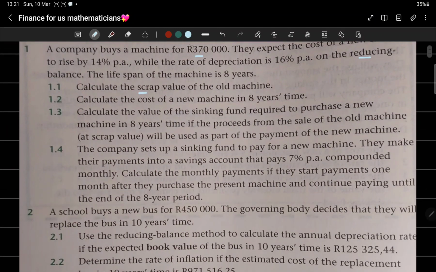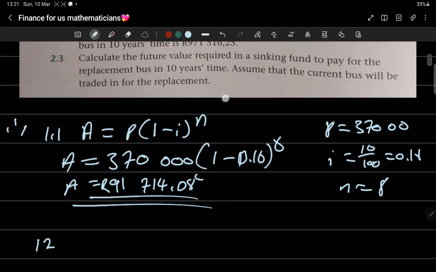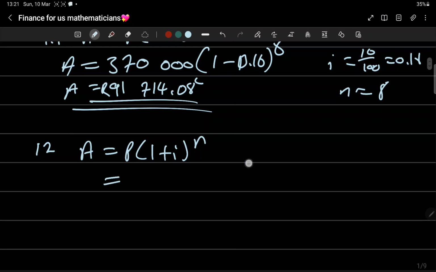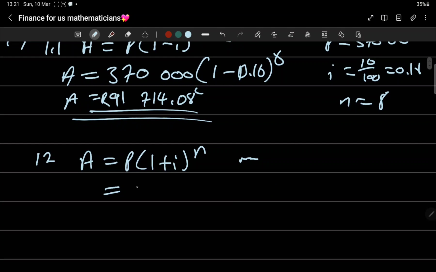1.2. Calculate the cost of the new machine. The machine now costs this amount, and the new machine is expected to rise by 14% after 8 years. So what is happening here? This time it is the inflation rate, 1 plus i to the n. This one is depreciating, this one is inflating. That's the difference between depreciation and inflation. So next time you have to calculate inflation, you use this formula.